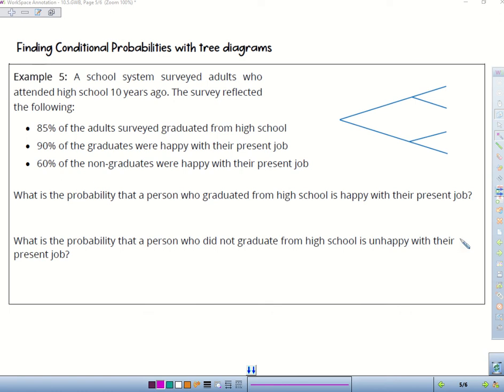85% of adults surveyed graduated from high school. 90% of the graduates were happy with their present job, and 60% of the non-graduates were happy with their present job. So when you set up a tree diagram, you cannot assume they give you the information in the proper order. You have to think of which thing happened first chronologically. Chronologically, are we going to look at happy with their job or whether or not they graduated from high school? Graduated from high school. Not to say you can't have a job in high school, but it looks like we're talking about postgraduate, after high school jobs.